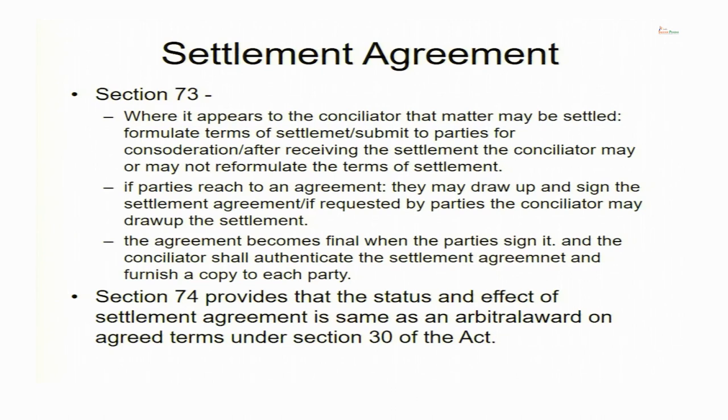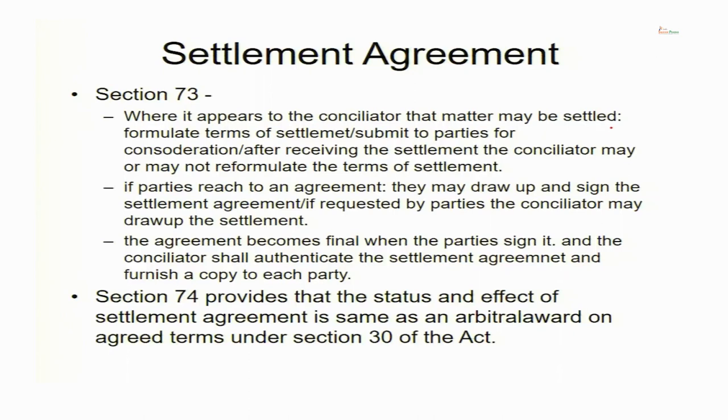One is Section 73, the other is Section 76. 73 talks about settlement agreement. 76 talks about termination. We saw how it commences, we will see when it terminates. Section 73 says where it appears to the conciliator that the matter may be settled, the conciliator shall formulate terms of settlement and submit those terms of settlement to the parties for consideration. After receiving the opinion of the parties, the conciliator may or may not reformulate the terms of settlement.